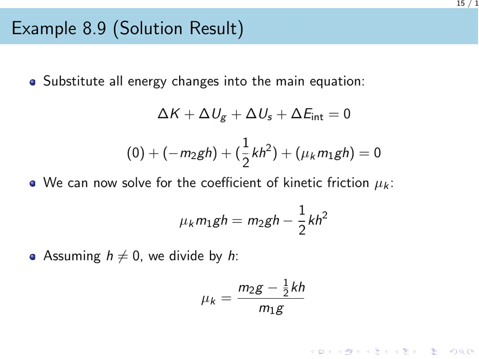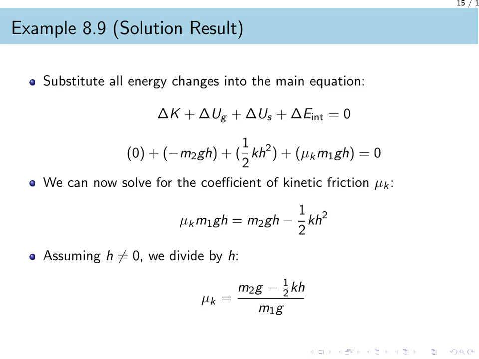This slide shows the final result of our analysis. We take all the energy changes we just found and substitute them into our main equation, delta K plus delta U sub G plus delta U sub S plus delta E internal equals 0. This gives us 0 for delta K, plus negative m2 g h for delta U sub G, plus 1/2 k h squared for delta U sub S, plus mu sub k m1 g h for delta E internal, all summing to 0.